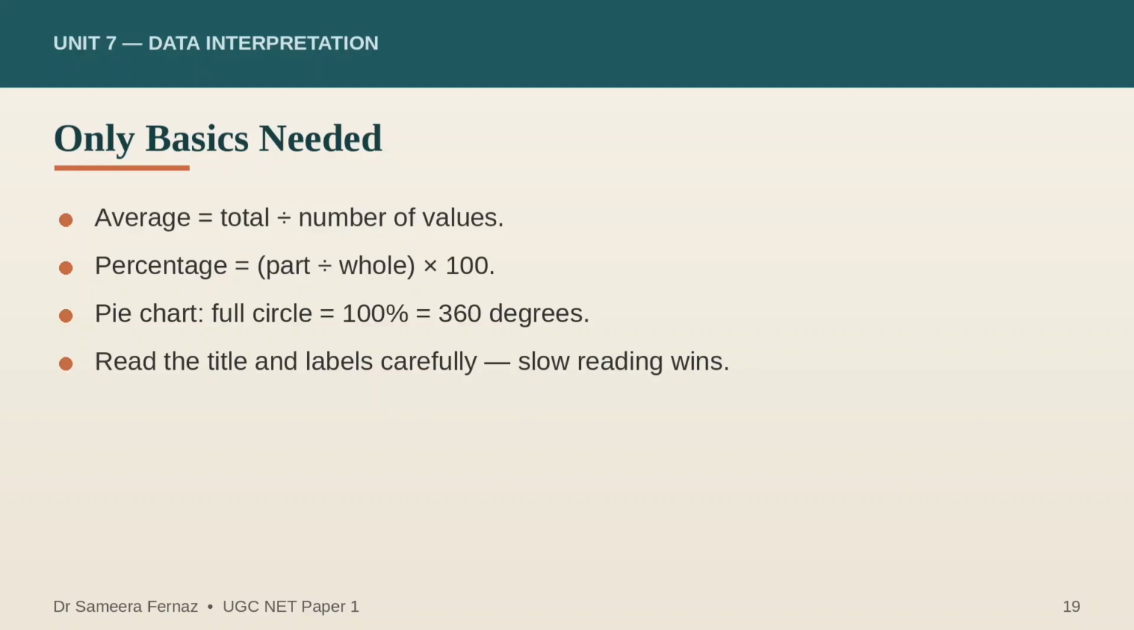Average means add all values and divide by how many values there are. For example, the average of 10, 20 and 30 is the sum divided by 3, which is 20. Percentage means out of 100.